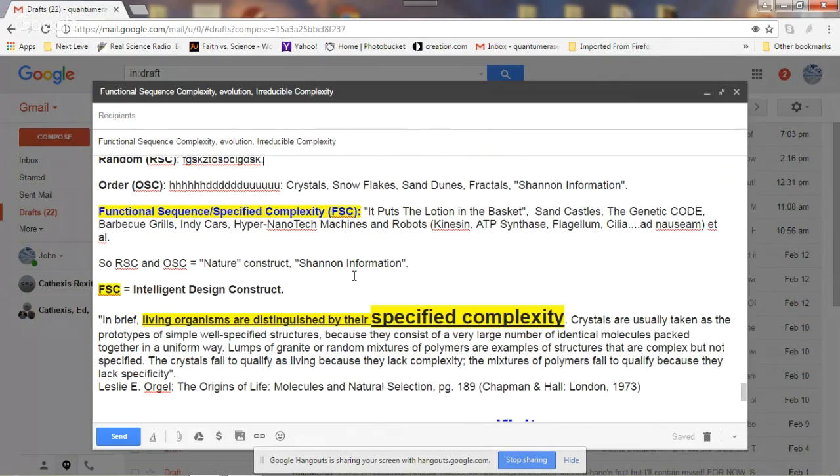Crystals are usually taken as the prototypes of simple, well-specified structures because they consist of a very large number of identical molecules packed together in a uniform way. Lumps of granite or random mixtures of polymers are examples of structures that are complex but not specified. Crystals fail to qualify as living because they lack complexity. The mixtures of polymers fail to qualify because they lack specificity.